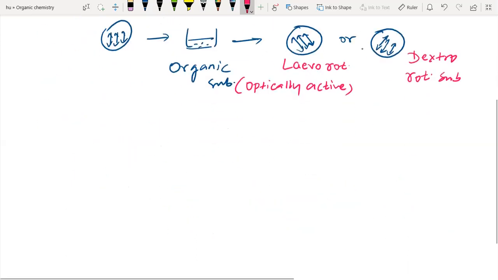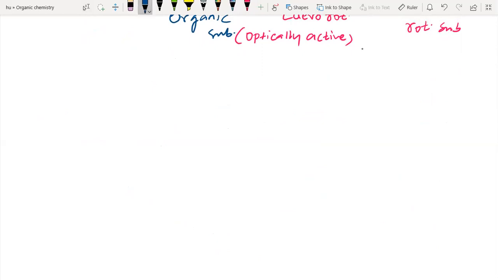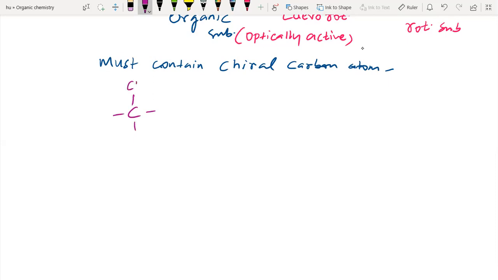Okay, so now we'll see that to become optically active, what is very important is the substance must contain an asymmetric carbon atom or chiral carbon atom. This is a must. Now what is a chiral carbon atom? So to understand this, we'll see. If there's a carbon to which 4 different groups are attached, such carbon is known as chiral carbon.